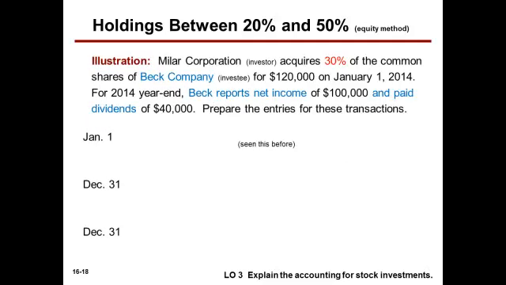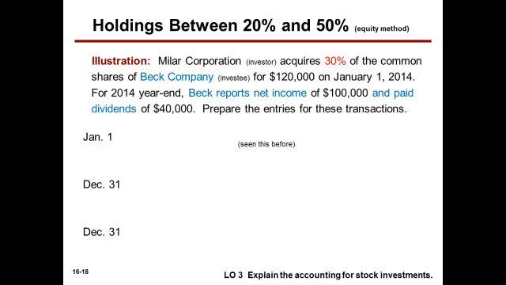So our example, the Millar Corporation, who's the investor, acquired 30% of the common stock of the Beck Company, called the investee, for $120,000 on January 1st. Then at year end, the investee, Beck, reports net income of $100,000 and paid cash dividends of $40,000 in total. Let's prepare all these entries for these transactions.